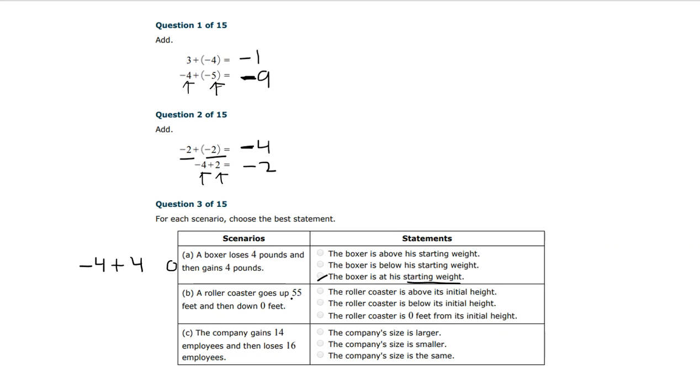A roller coaster goes up 55 feet and then down 0 feet. So up 55 feet, and then it doesn't go down. So that means the roller coaster is going to be above its initial height. Okay. C. The company gains 14 employees, and then loses 16 employees. So when we combine these two, we are going to end up with a negative 2. So they're actually going to be 2 smaller than they were before, because they only gained 14, but they lost 16. So the company's size is going to be smaller.